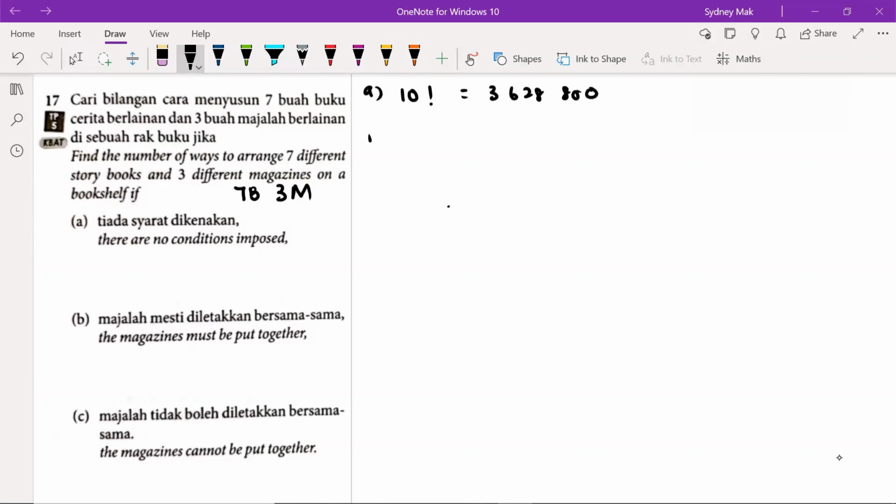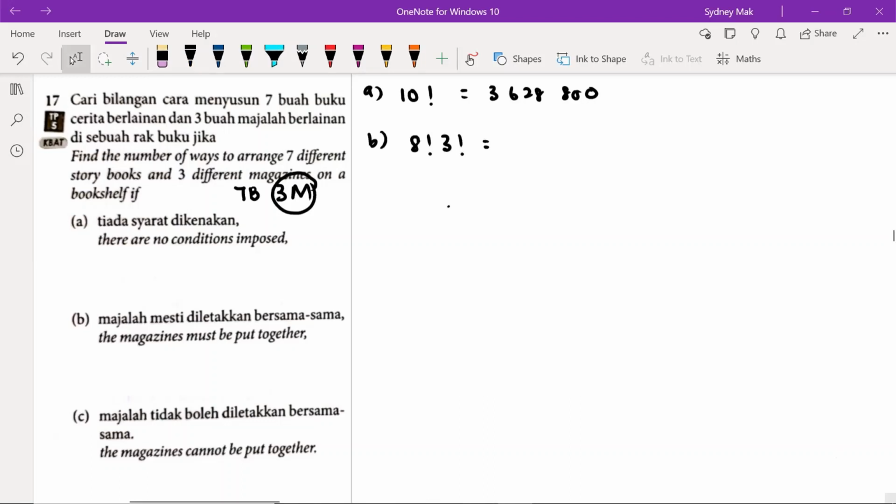And B, magazines must be put together. So if magazines must be put together, they are considered one whole item by itself. So we need to arrange 8 groups of things, 7 books plus 1 group of the magazines. So we have 8 factorial externally. And among the 3 magazines, they will permute among themselves, so followed by 3 factorial.